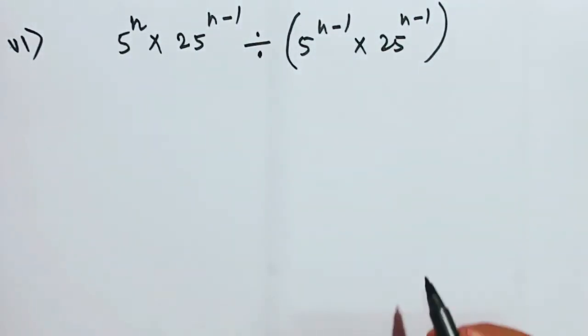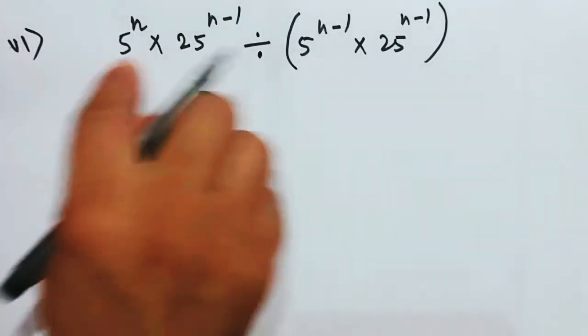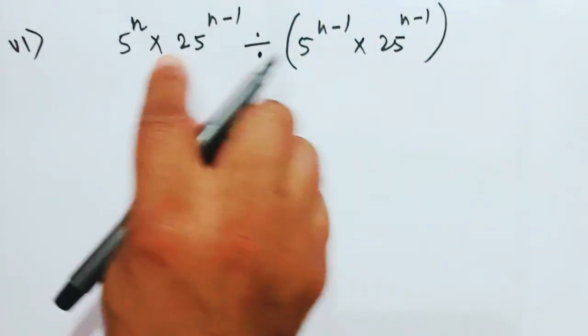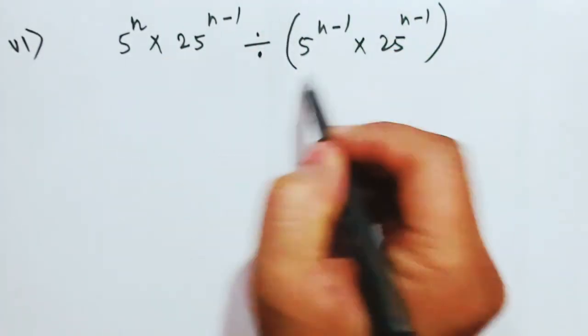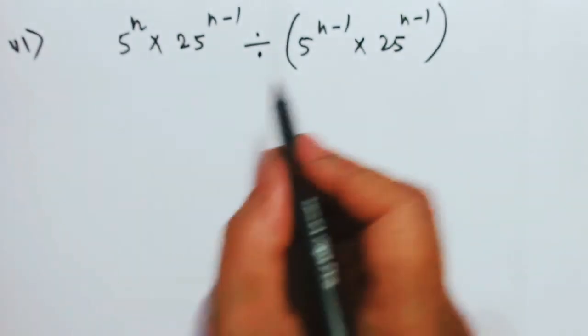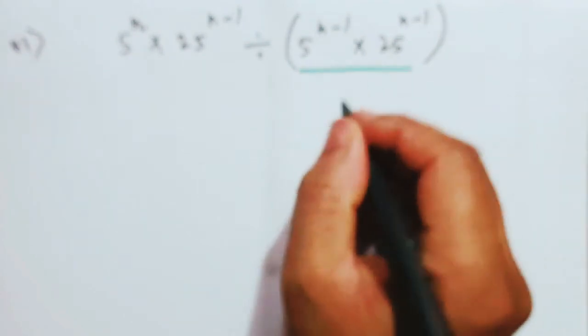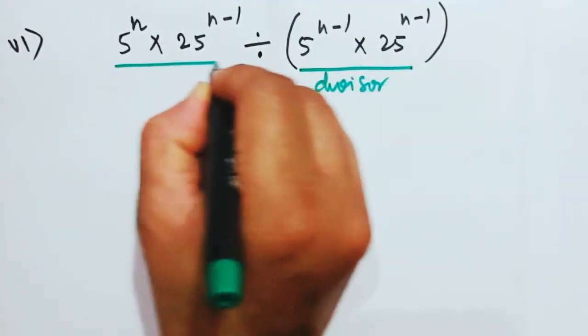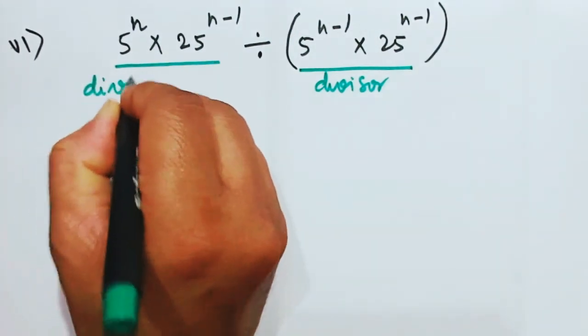Okay, clear? This means the whole of this one divides this one. This is your divisor, the whole is your divisor, and this one whole is your dividend.